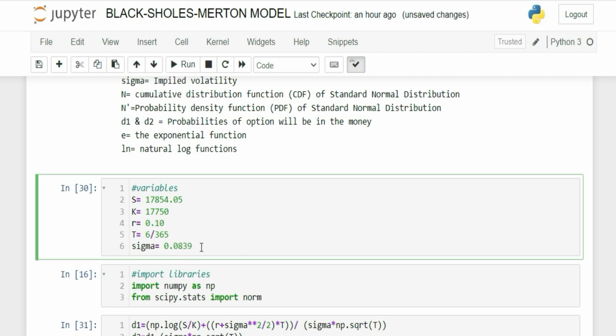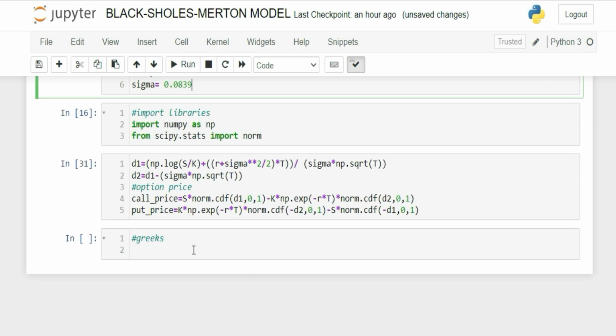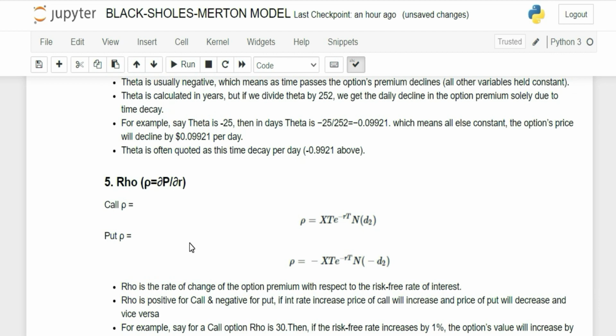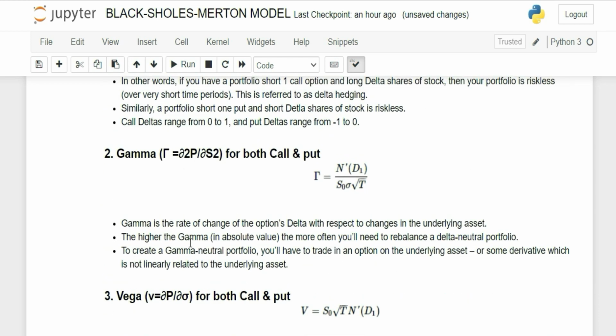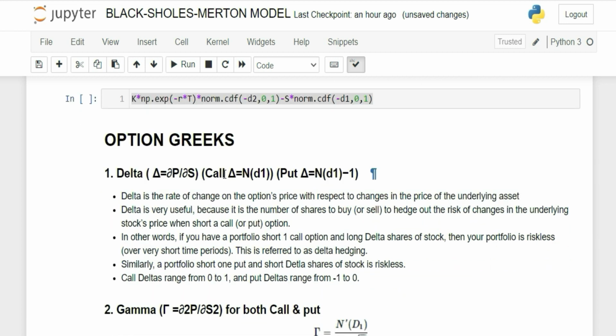You can put your sigma, your time, your R, your K and S as per your calculation. So let's start calculating the Greeks through Python, using all the mathematical equations. Let's see what delta is and what its equation is. The call delta is N(d1) and the put delta is N(d1) minus 1.